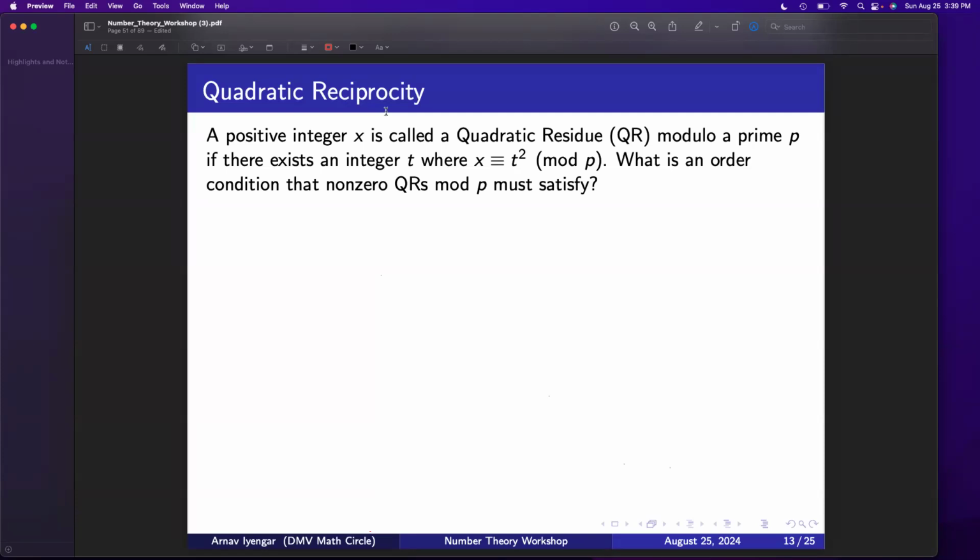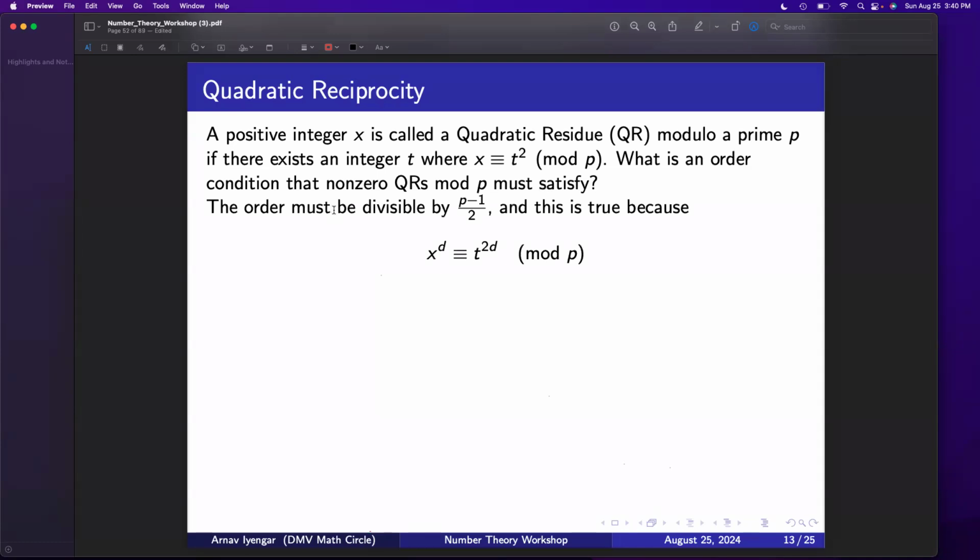So what has to be satisfied about the order of quadratic residues mod p? Yeah, so the order, well, it has to divide p minus 1 over 2, that's not necessarily equal. Yeah, primitive roots there are non-quadratic residues. So to prove that this has to be true, say d is the order.